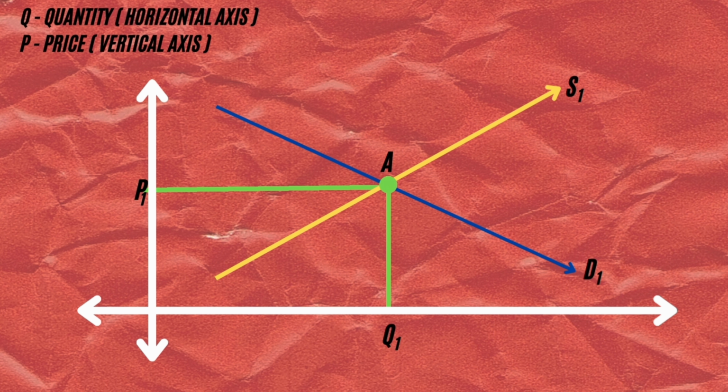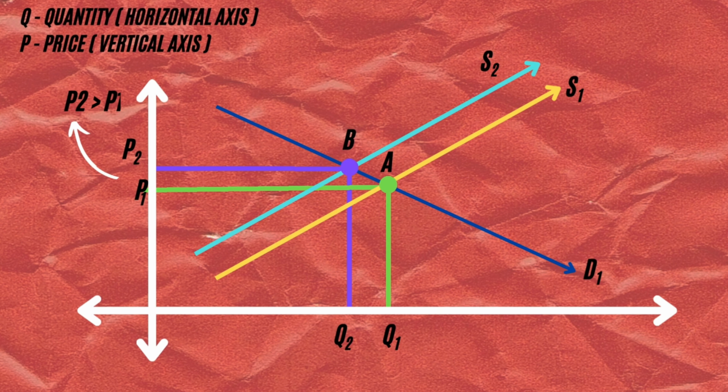When OPEC and its allies implement production cuts, the supply curve shifts leftward to S2, indicating a reduction in the quantity of oil supplied. This shift represents the decrease in oil production resulting from the production cut. As a result of the decrease in supply, the new equilibrium point is reached at point B, where the new supply curve intersects with the original demand curve. At this new equilibrium, the quantity of oil supplied Q2 is lower than the initial equilibrium quantity Q1, and the price of the oil P2 is higher than the initial equilibrium price P1.